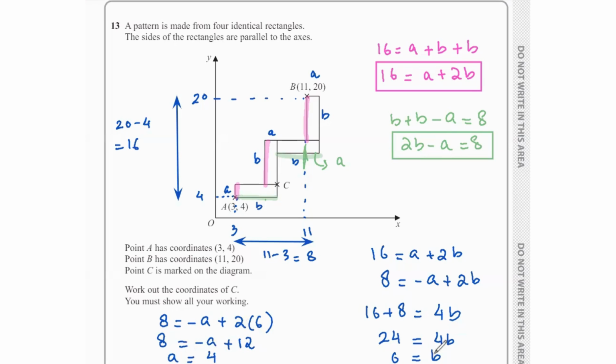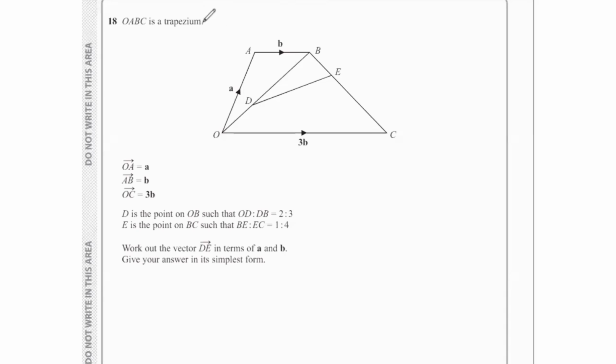Since A is 4 and B is 6, for the x coordinate of C, we'll add B to 3. That's 3 plus 6, which is 9. For the y coordinate, we'll do 4 plus A, so that's 4 plus 4, which is 8. So the coordinates of C are (9, 8). That's your answer. Next question says that OABC is a trapezium.